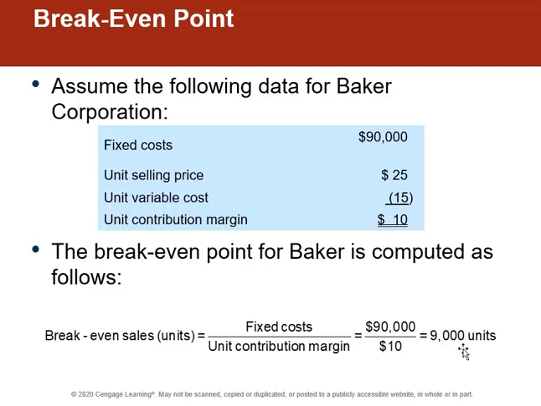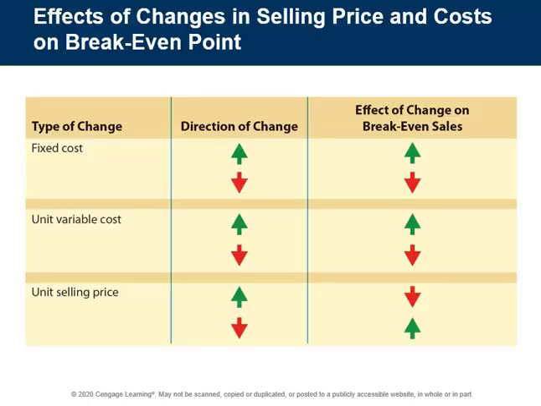If they sell more than 9,000 units, they will have net income. If they sell exactly 9,000 units, their income will be zero. They will exactly break even.